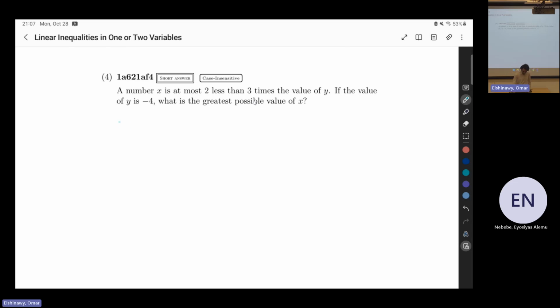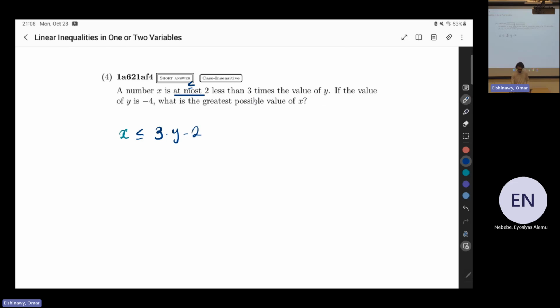So you have a number. It is at most. So at most means it is less than or equal to. I hope that is intuitively clear. So at most is a less than or equal to sign. This number is less than or equal to, not 3 times the value of y, but 2 less than 3 times the value of y.